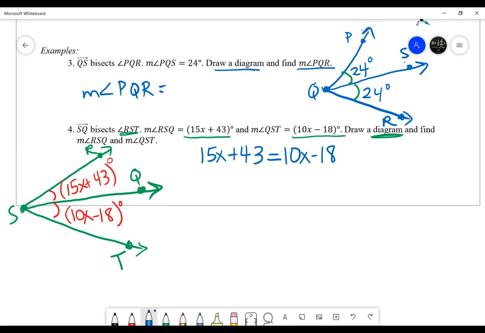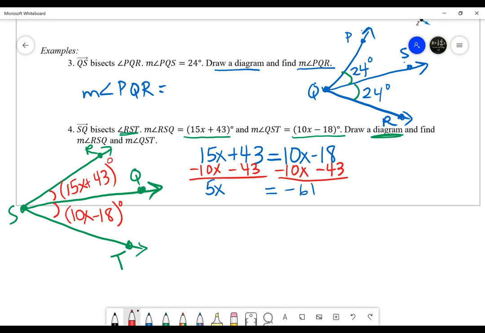So here we go. We just solve it with our algebra. We're going to take away 10x from both sides. And while we're at it, the 43 needs to go away as well. So I'm going to do this in 2 steps. 15x minus 10x gives me 5x. 43 minus 43 is 0. 10x minus 10x is 0. And negative 18 minus 43 is going to give us negative 61.